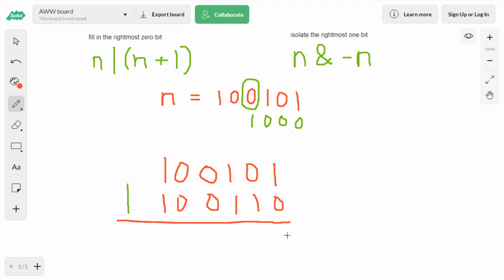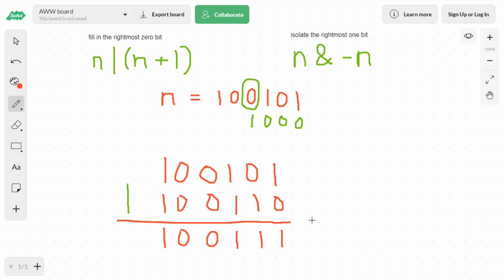So 1 or 0, yeah, 1. 0 or 1, yeah, 1. 1 or 1, well, definitely 1. 0 or 0, we don't have a 1 in there, so that's a 0. Same with this one over here. And 1 or 1, yeah, it's 1. That's right, 1 or 1 is 1. Okay, great. This did what we wanted. It filled in the 0 bit over here. So, great. That's what we want, right?